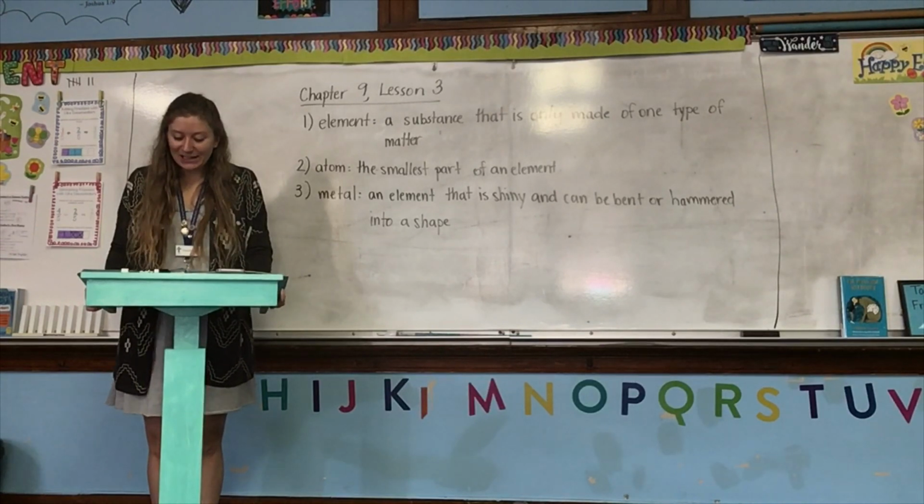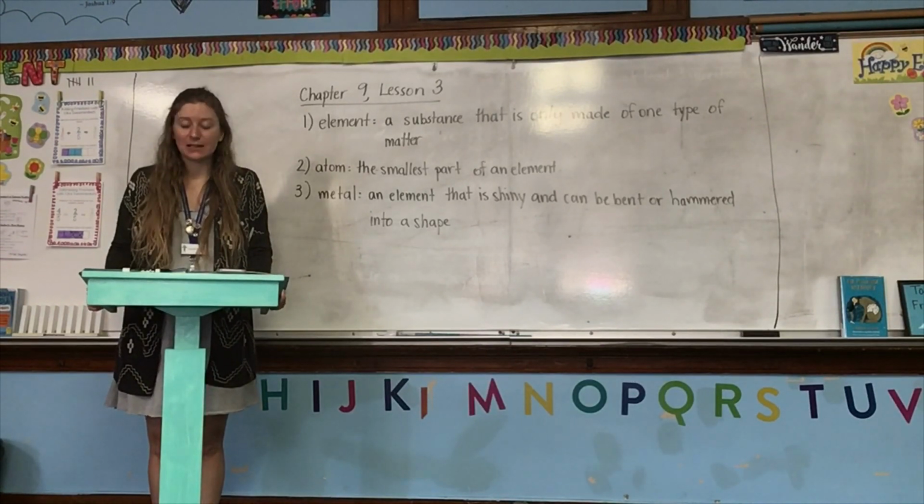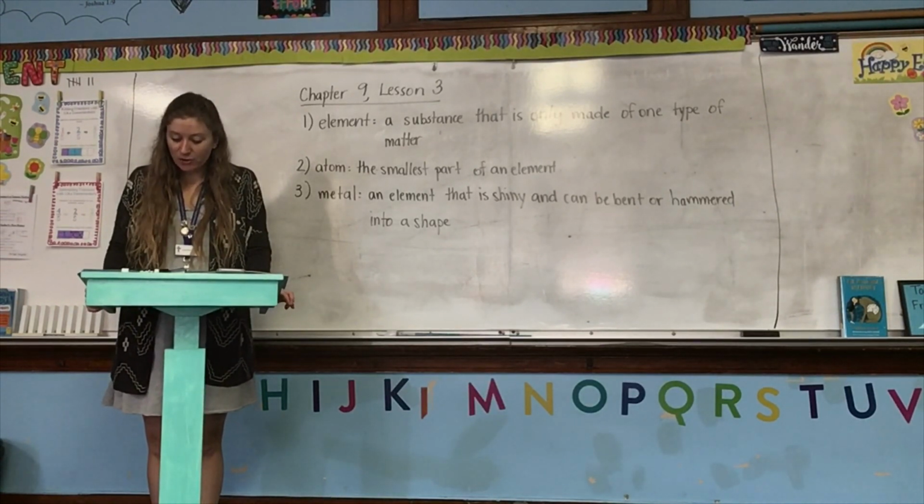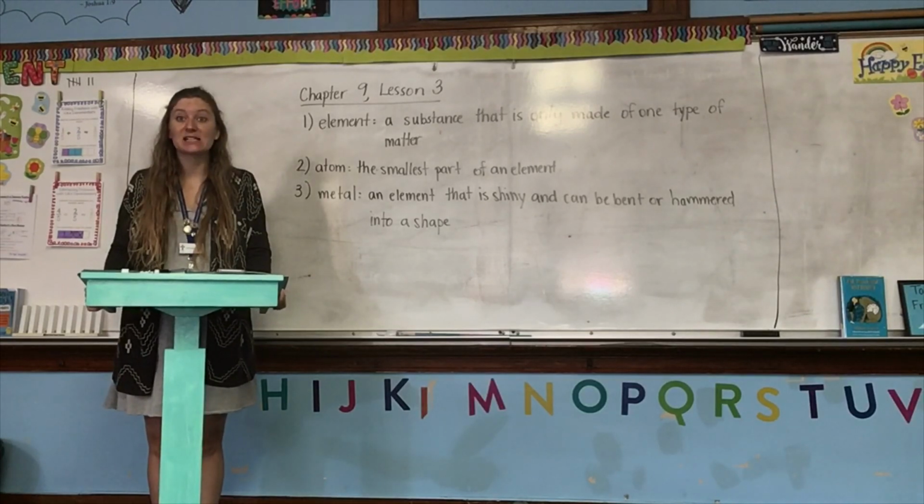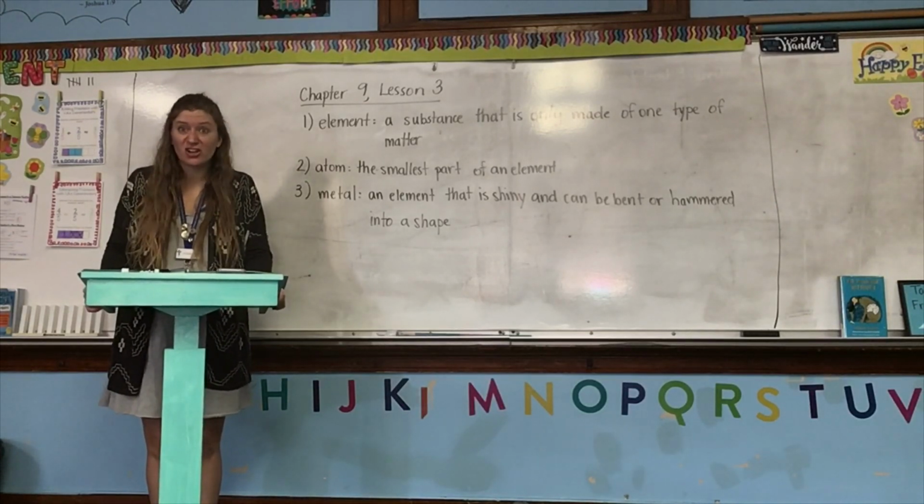Metals let heat and electricity pass through them easily. A metal pan over a flame or a heated burner gets hot very quickly. If you've ever cooked, you know that.